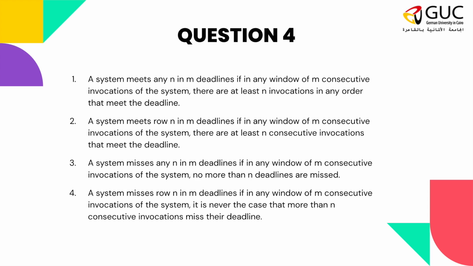As a summary, we are tackling two categories. We have consecutiveness versus non-consecutiveness, and meeting versus missing. And we had four different combinations. How can I say that a system meets any n in m deadlines, meets row n in m deadlines, misses any n in m deadlines, and misses row n in m deadlines? All four combinations were presented, and the question provided you with the first constraint, and you had to deduce the rest of the three constraints.